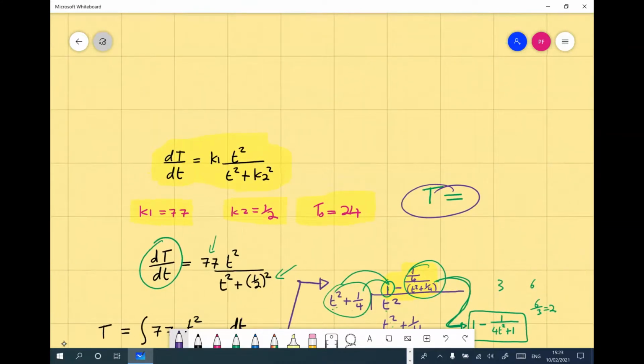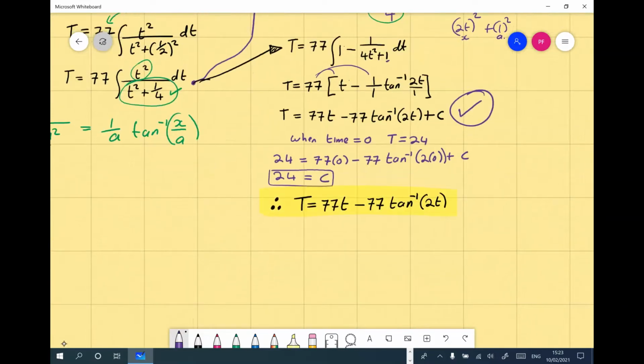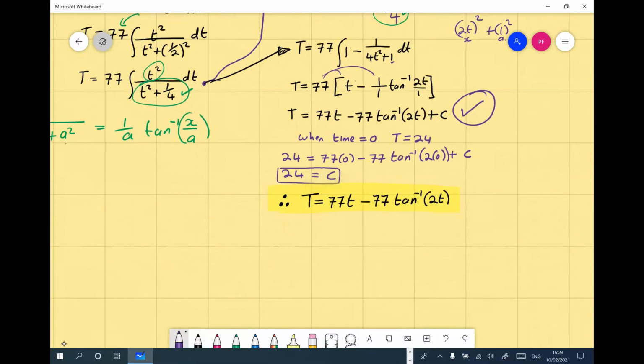They told me that the initial temperature of the reactor is 24. Anytime you see something like that, the initial temperature means at the start, and at the start time is 0, the stopwatch hasn't started yet. So I know when time is 0, when my little t is 0, the temperature is 24. I plug in my zeros for t, and I end up getting c is equal to 24. So just to finish this off, my temperature T is equal to 77t minus 77 tan inverse of 2t, and plus c, which is plus 24 at the end.